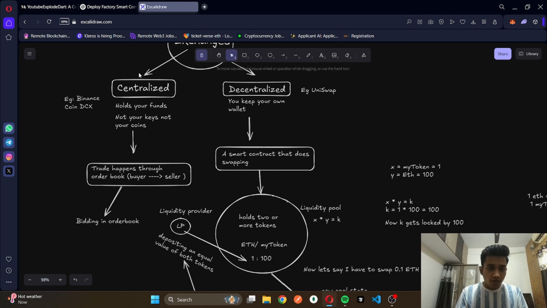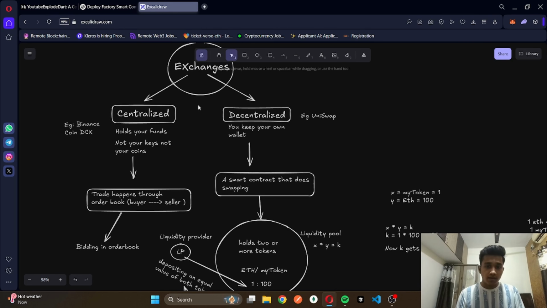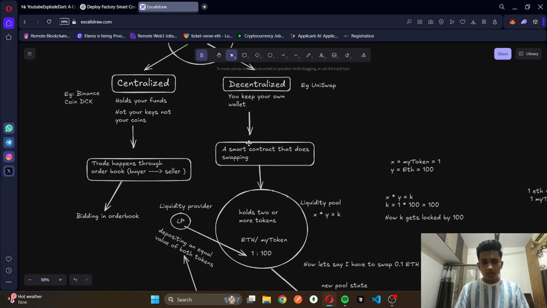So pretty much now we have an idea that in a centralized exchange we don't own our crypto, right? We don't own our crypto. On the other hand, a decentralized exchange provides you a facility to connect your wallet, like MetaMask, and get all the cryptocurrencies directly into your wallet, right? A good example of this is Uniswap. So over here, the swaps happen using a smart contract, right?